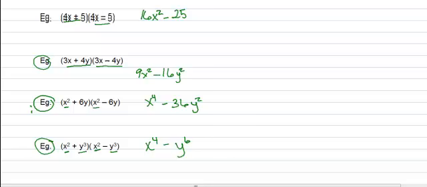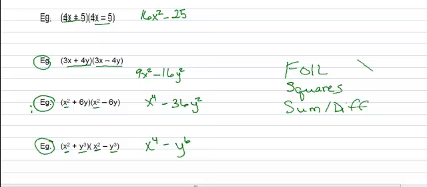So we just had three things really that we had to focus on in here. We had the FOIL, which many of you are probably familiar with. We had the squares. And then we had this one, which was the sum and difference. It's worth your time to work on these.